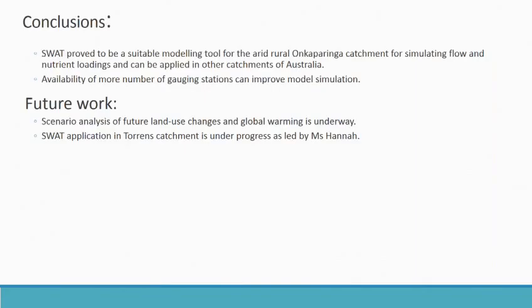To conclude, SWAT proved to be a suitable modeling tool for the arid rural Onkaparinga catchment for flow and nutrient loadings, and it can also be applied to other catchments of Australia. From single-site and multi-site calibration, we found that if we have more gauging stations, there is a chance that we can improve the model. Our future work would be to analyze scenarios of how water quantity and quality will change because of land use and global climate change, and it is underway. We are also applying SWAT in the Torrens catchment by one of our team members, Miss Hannah. She is inside the room.